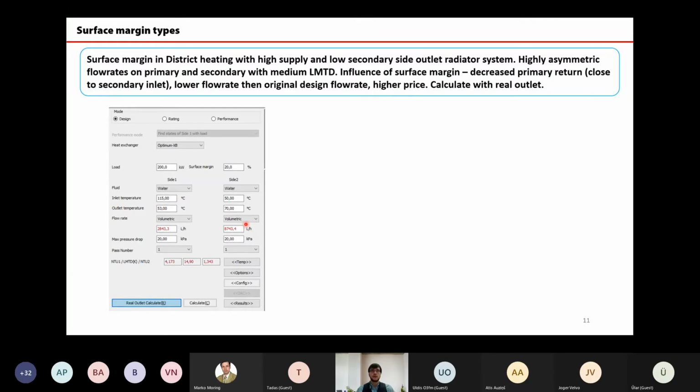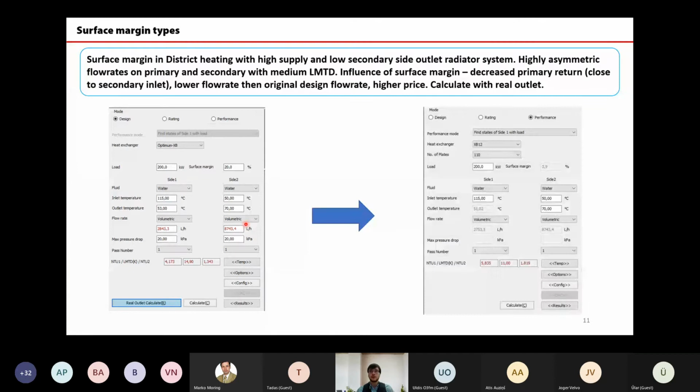Here you will never end up with surface margins of hundreds of percent. It will be maybe 20, 30, 40%. And the impact on your system will be more or less the same. So in order to understand how the surface margin is actually transferred to some change of design conditions of your system, you need to make a calculation in real outlet mode.